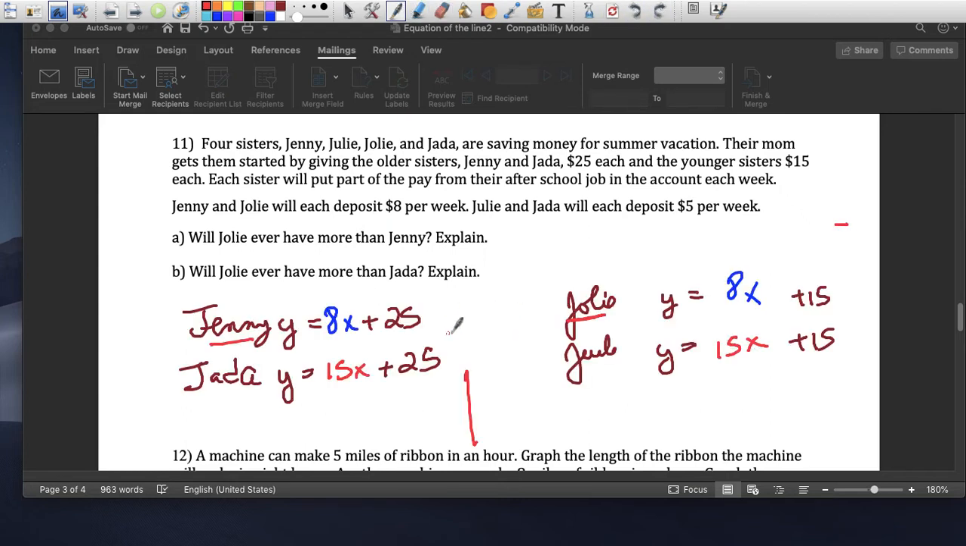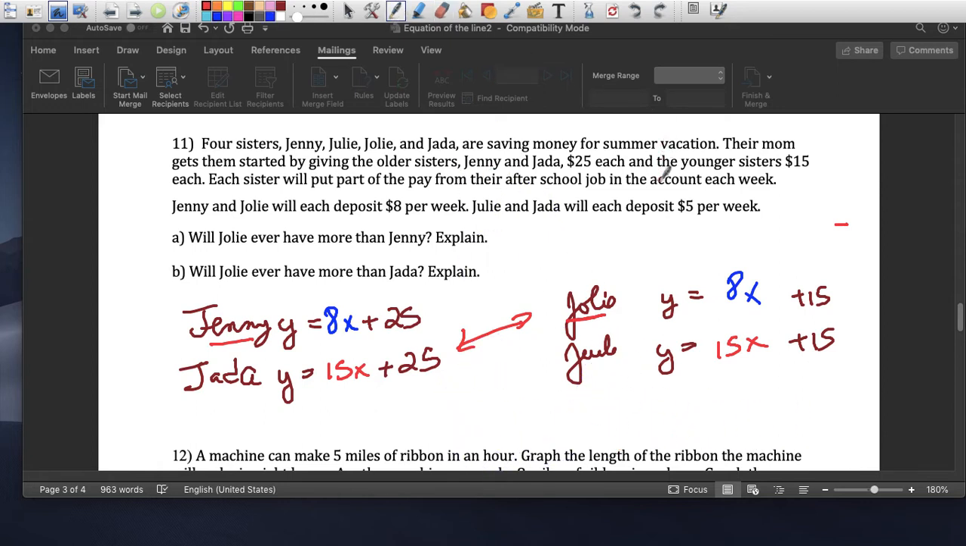So let's set these 2 equations equal to each other. Let's see what happens. So we got 15x plus 25. When are these 2 ever going to be equal? So if I do that, I get 7x on this side, right? Because I subtract 8x from each side. And this negative 25 minus 15 got negative 10. So obviously that's not going to work because I can't have negative weeks.